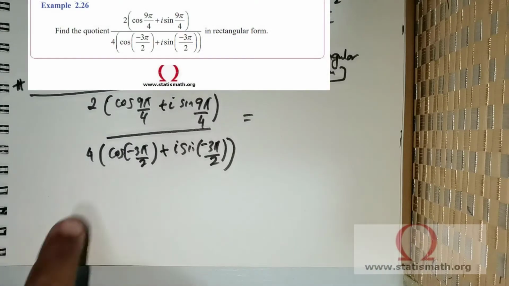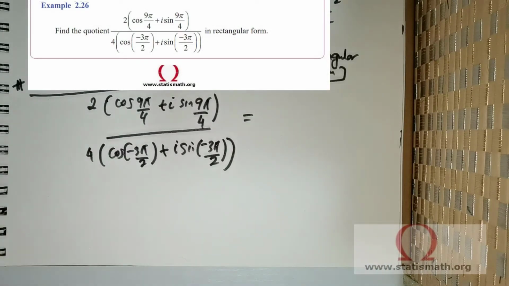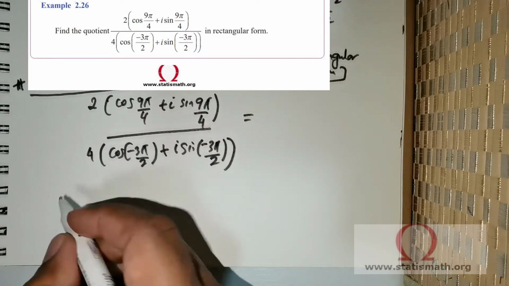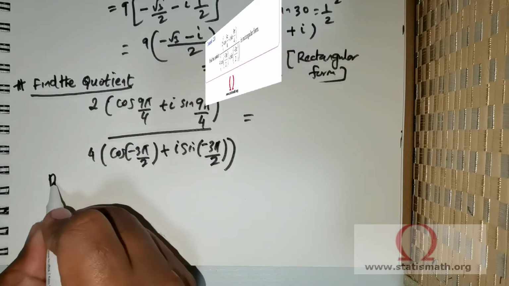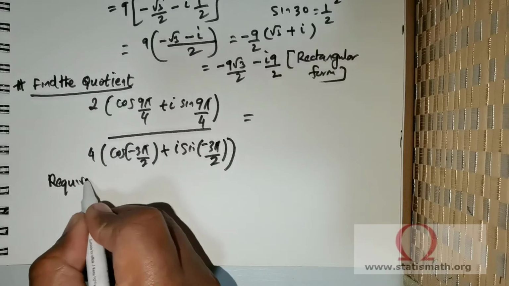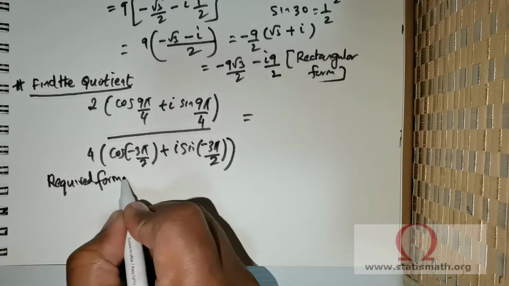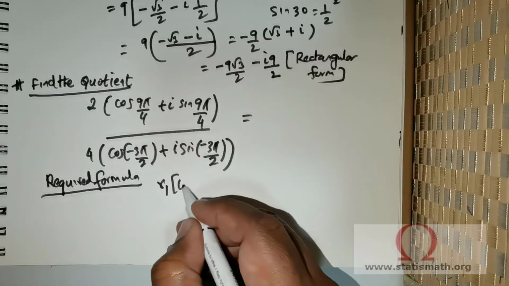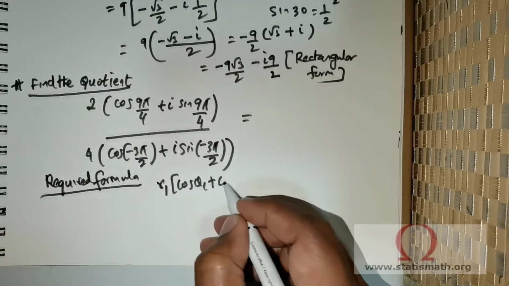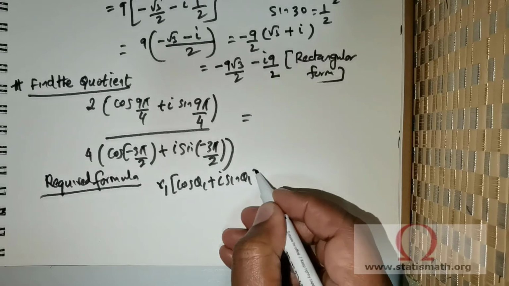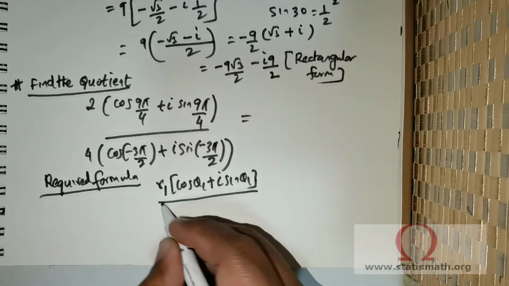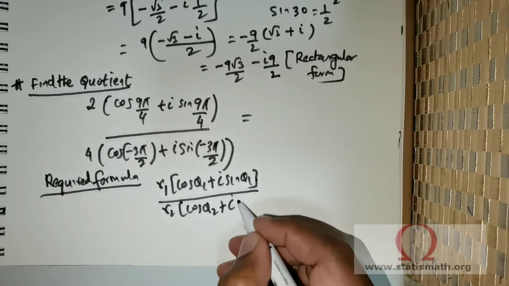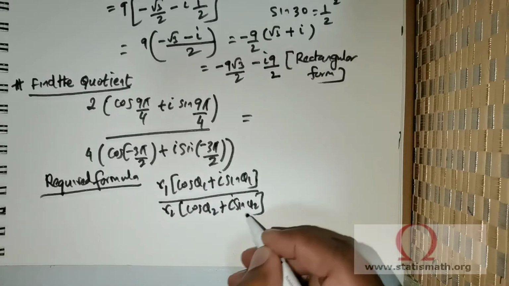We are asked to find the quotient of this quantity. To do this question, we will be using this required formula. The required formula is, say if you have something like this, R1 of cos theta 1 positive I times sin theta 1, divided by R2 of cos theta 2 positive I times sin theta 2.